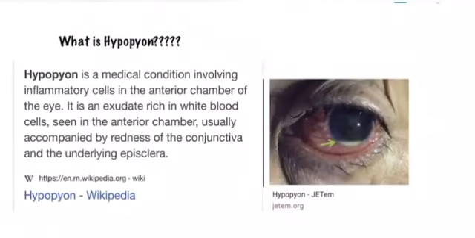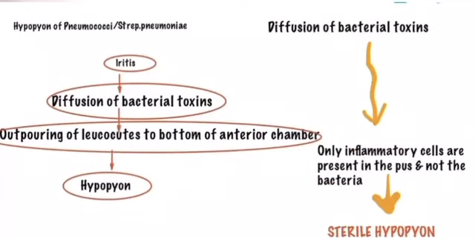So: iritis, diffusion of toxins, outpouring of leukocytes to the bottom of the anterior chamber, Hypopyon. Only inflammatory cells are present in the pus and not the bacteria. Bacteria is not present, so it is known as a sterile Hypopyon in the case of S. pneumoniae. I am reminding you again, the Hypopyon of S. pneumoniae is a sterile Hypopyon.